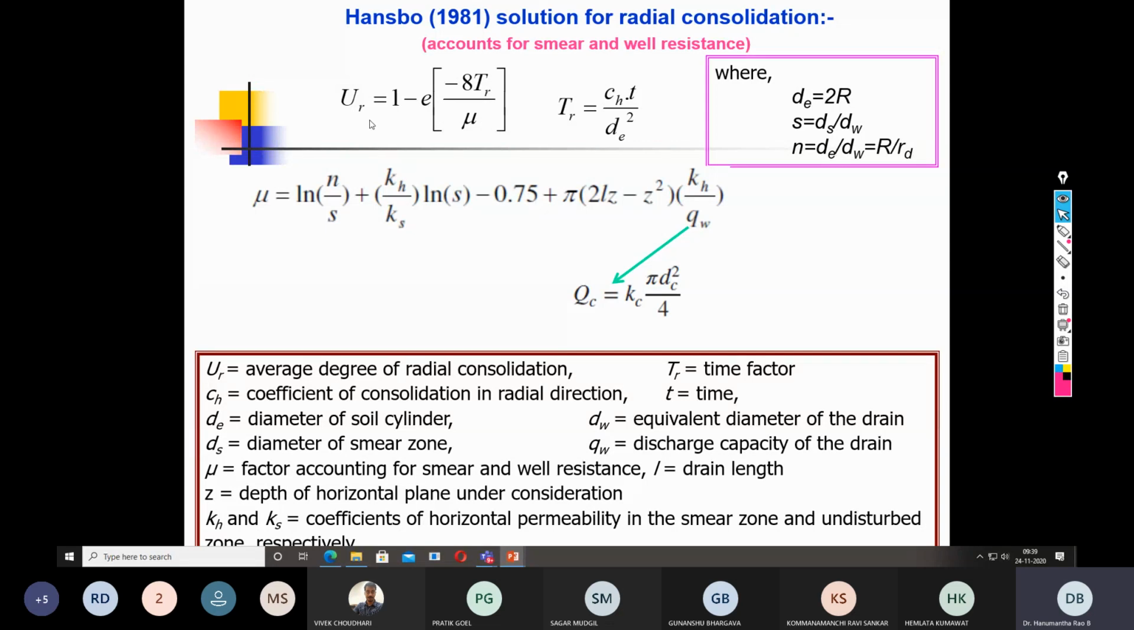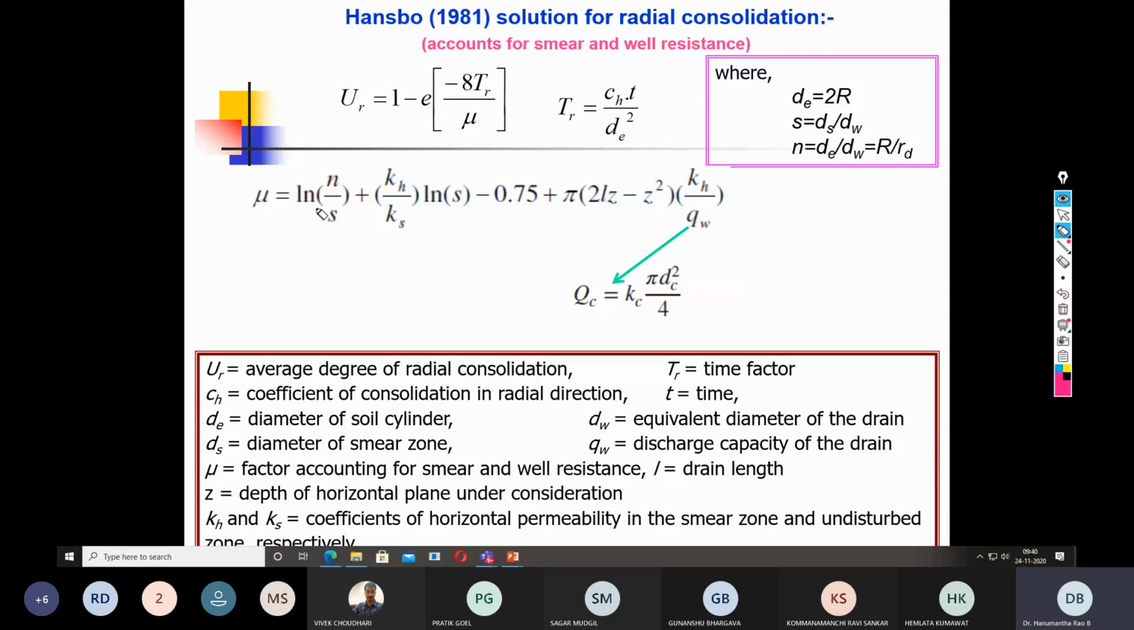So there was no change in the analytical form of the degree of consolidation, that is U_R equals 1 minus e to the power minus 8 T_R by mu. Where T_R is the time factor due to radial drainage, that is C_h into t by d_e square, and mu is a constant factor which accounts either for only the smear effect or for smear and well resistance. So this big equation accounts for both smear as well as well resistance. This Hansbo equation is a widely used equation, with and without accounting for smear and well resistance.